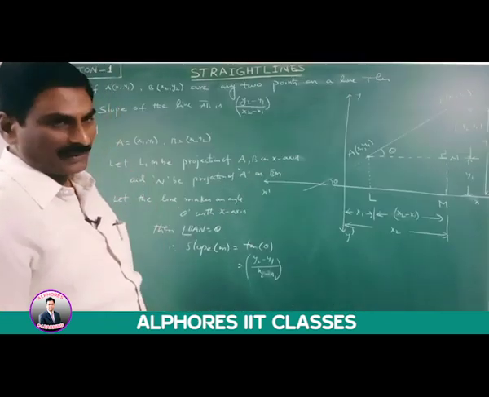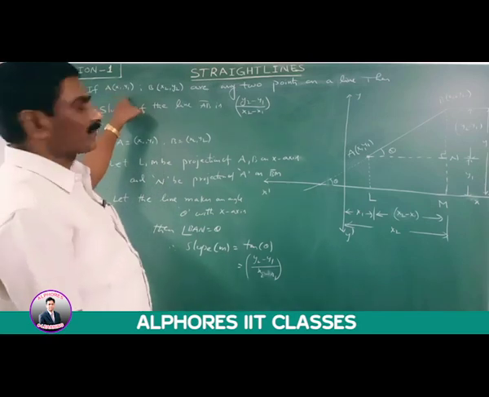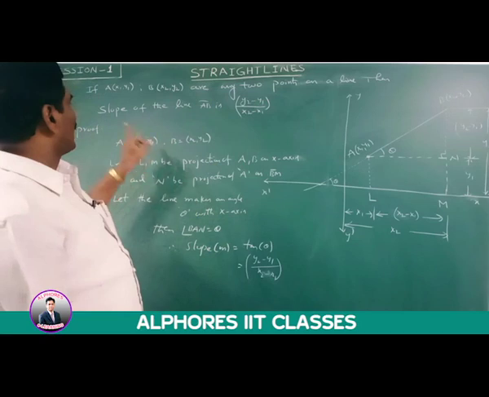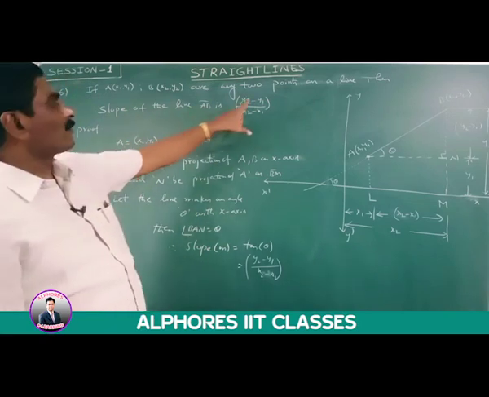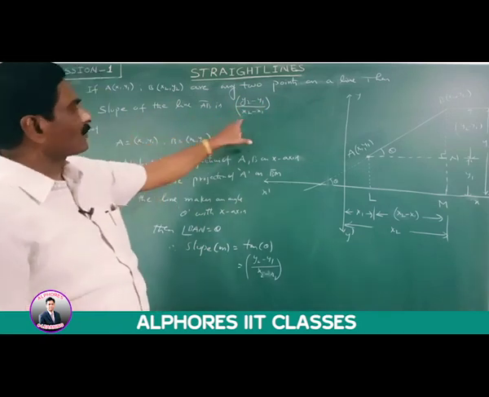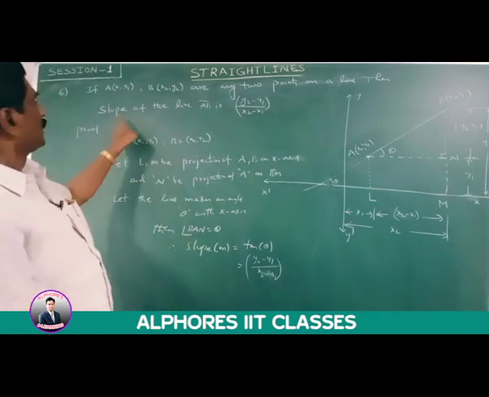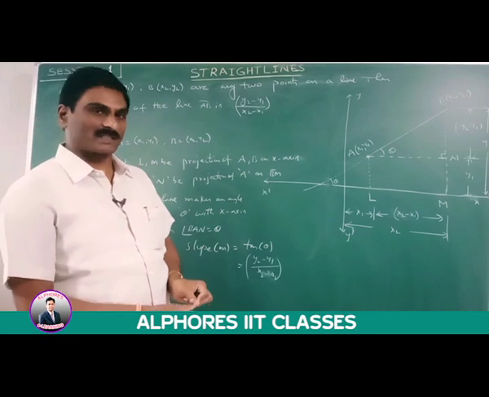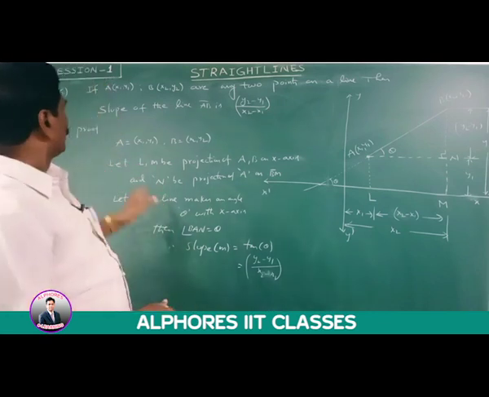Next, sixth point. If A(x1, y1) and B(x2, y2) are any two points on a line, then the slope of the line AB is (y2 minus y1) by (x2 minus x1). Slope of the line AB is (y2 minus y1) by (x2 minus x1). Proof.